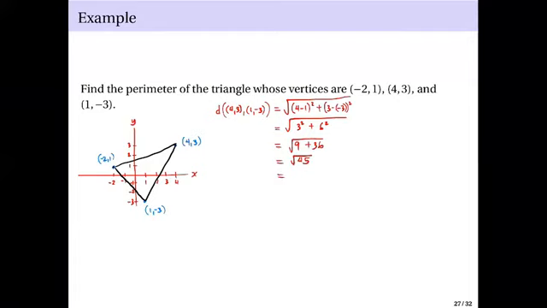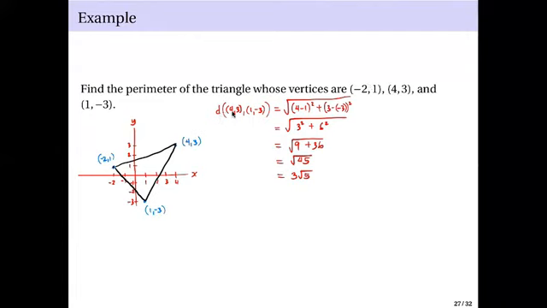Why you didn't do the -2 and 1? We're gonna do that after. Yes, we're gonna do that. Okay. Look at this. We have the distance between 4, 3 and 1, negative 3. Now let's consider the distance between these 2 points.